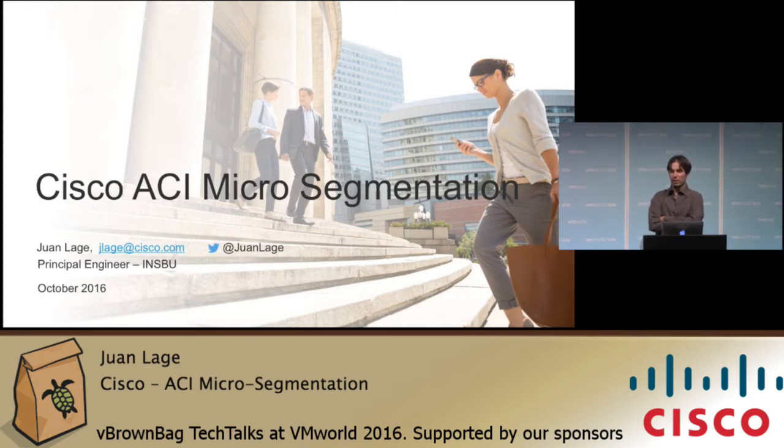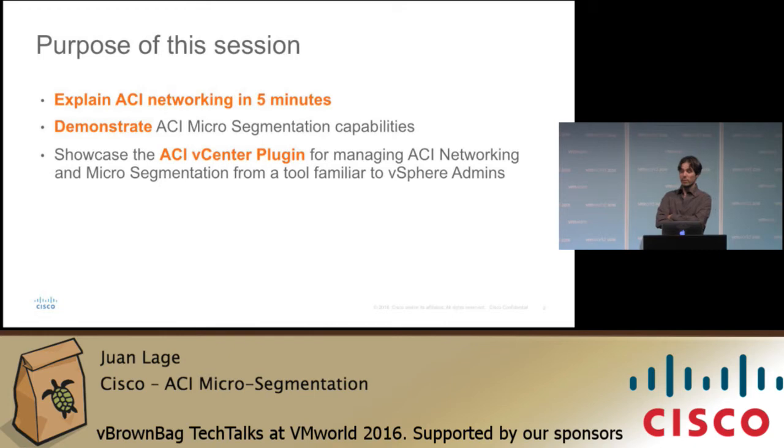And I'm going to be talking to you about Cisco ACI microsegmentation. What I'm going to be doing is essentially three things. First, I'm going to do a very fast overview in 5 minutes explaining the ACI networking model. I think that is very important to understand the rest of the presentation and the topic in general. Then I'm going to try to demonstrate ACI microsegmentation capabilities, and also along the time we will be showcasing how you can configure networking and ACI microsegmentation directly from vCenter using the vCenter plugin that we provide with ACI, so that vSphere administrators can use a tool that is familiar to them.